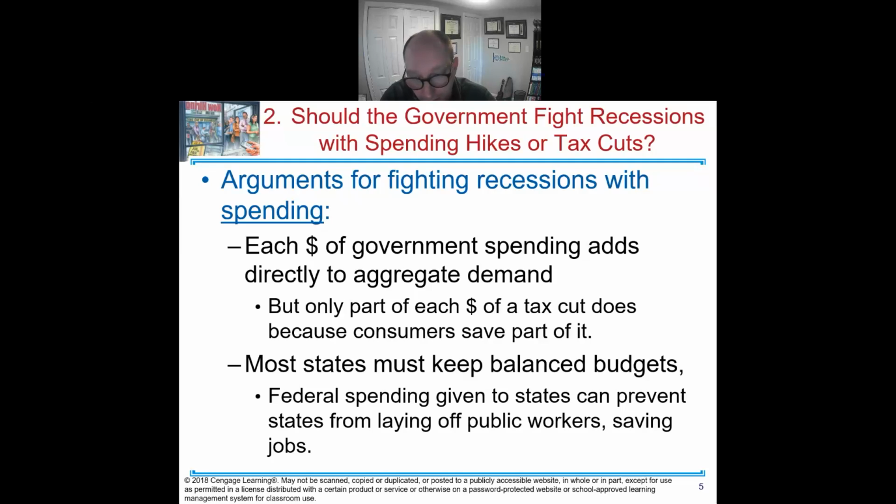You will see higher taxes in the future. There's no other way to pay for things. I want you to understand that. There's nothing for free. It doesn't exist.